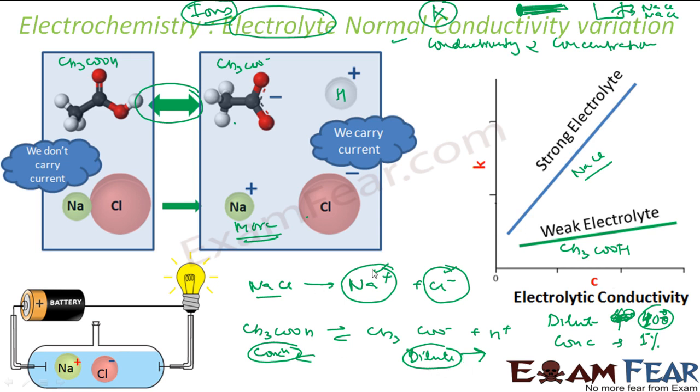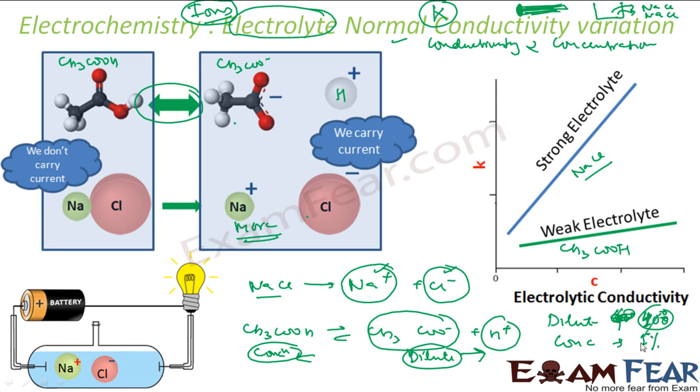So what is happening in this case of weak electrolytes? If you're increasing the concentration of the CH3COOH, the weak electrolyte, the concentration of the ions is not increasing at that rate, because the moment you increase the concentration, the reaction is also moving a little bit to the right side. Correct? So the effective number of ions here doesn't increase that much.